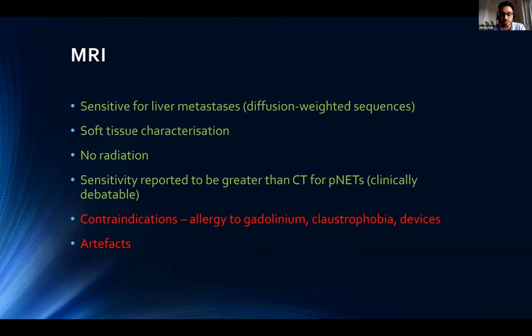The lack of radiation is, of course, a positive as well. However, there are contraindications in terms of patient factors. For example, claustrophobia is not to be underestimated, metallic devices, and also allergy to gadolinium.